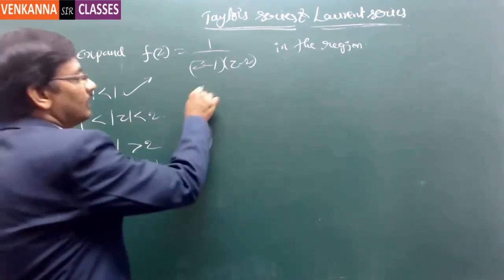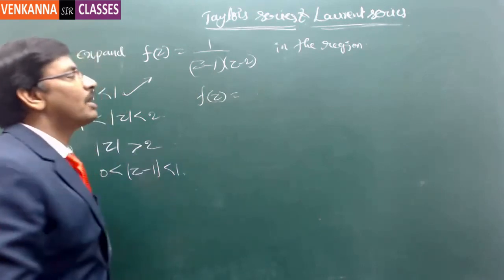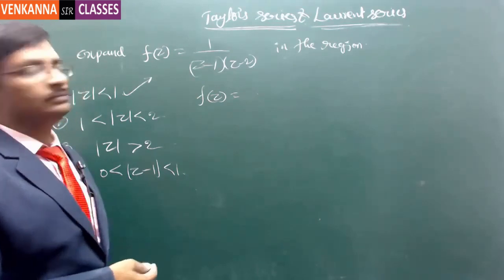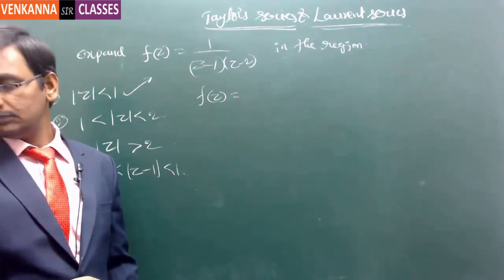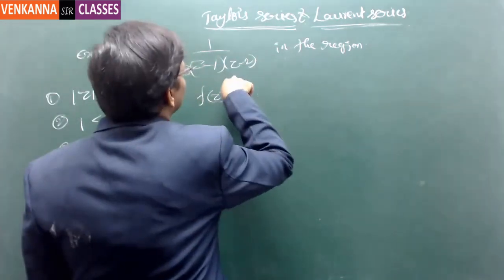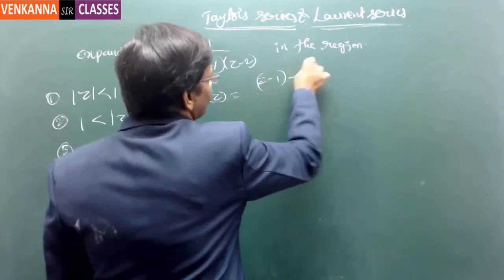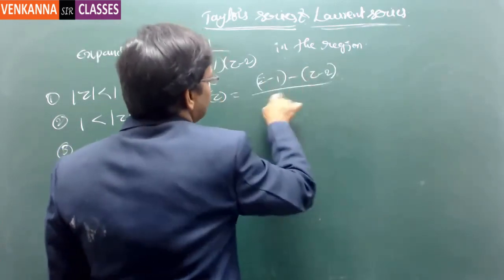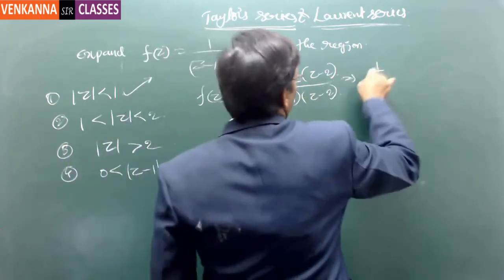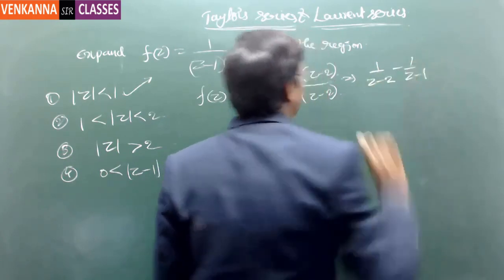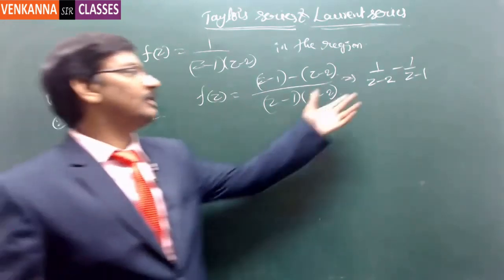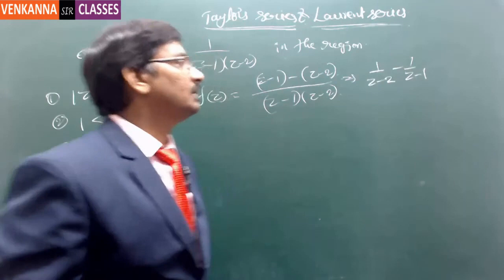Now this value f of z can be expressed as the partial fractions if you wanted to identify. How can I write that? This can be written as z minus 1 minus z minus 2 divided by z minus 1 into z minus 2. This you are going to get as 1 by z minus 2 minus 1 by z minus 1. This is the expansion. There is a shortcut for these values.